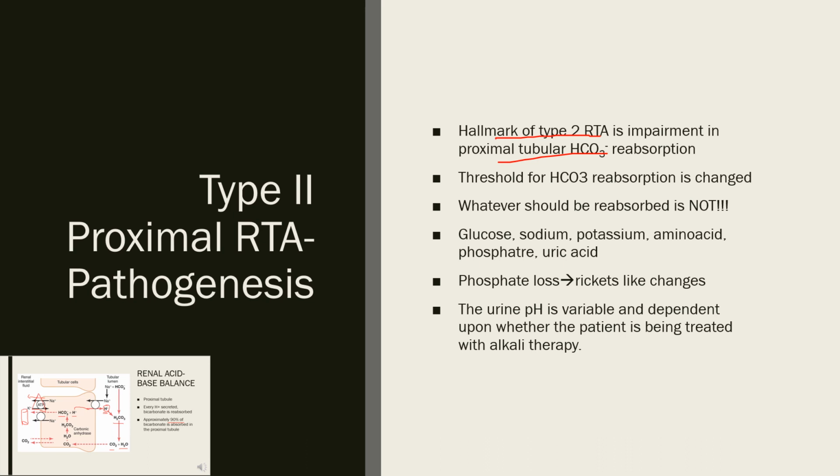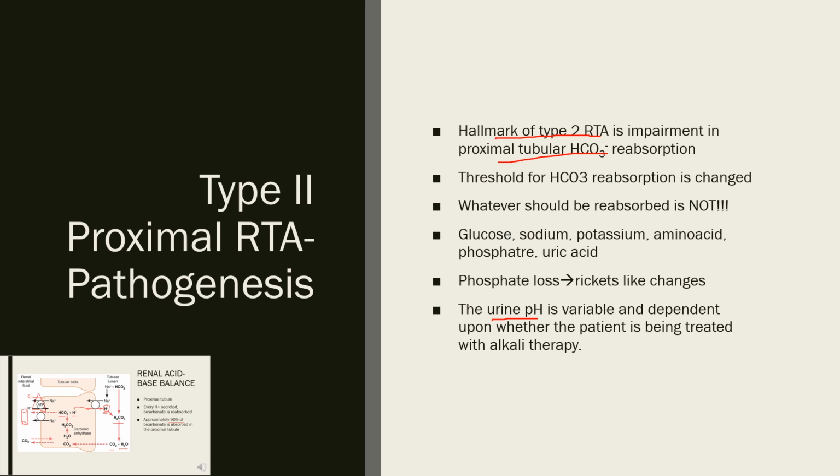So what happens to urine pH here? This is important for us to understand. You expect the urine pH to be alkaline, right? Because you are losing bicarbonate, it makes sense. But remember, here your distal tubules are functioning properly. So even though there is a loss of bicarbonate proximally, there will still be distal acidification happening. So your urine pH will tend to remain normal. This also depends on whether this patient is going to receive alkali therapy or not. Meaning, it depends on the blood bicarbonate level.